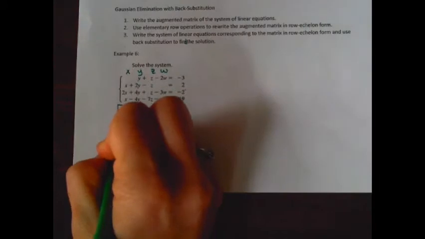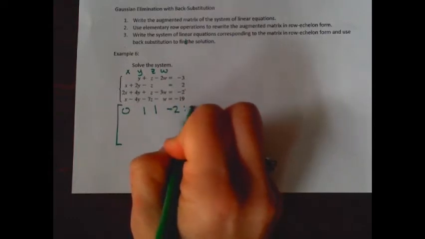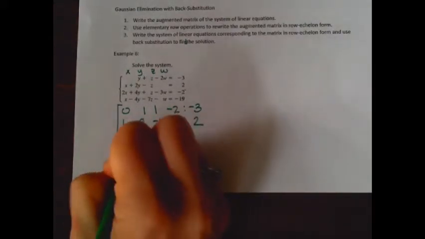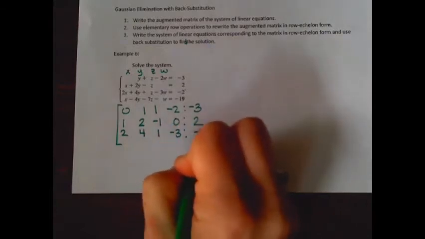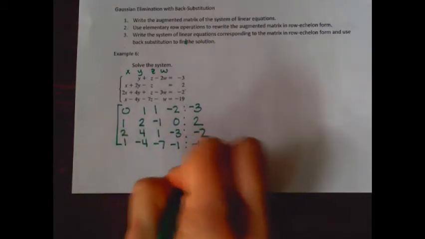Okay, so my X is 0. My Y is 1. My Z is 1. My W is -2. And my equals -3. Row 2, X is 1. Y is 2, Z is -1, W is 0, equals 2. Our third one, X is 2, Y is 4, Z is 1, W is -3, equals -2. And then the last one, 1, -4, -7, -1, -19.